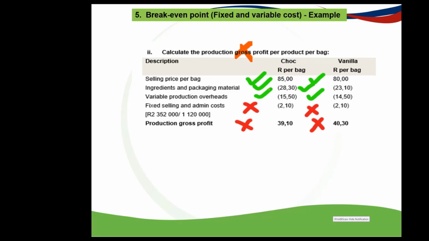The next part that she did, she called it calculating the production gross profit per product per bag. Is there anyone that can tell me what she did wrong in this case? Now, Mira, please go ahead.